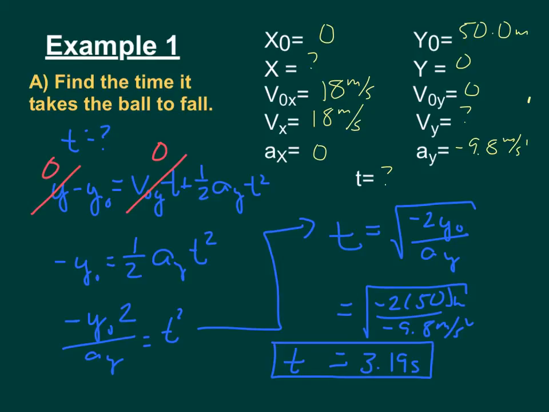Now, very important, when we talk about your answer making sense, if you get a negative time, something is off. So always do these little sanity checks. So let's move on to part B.